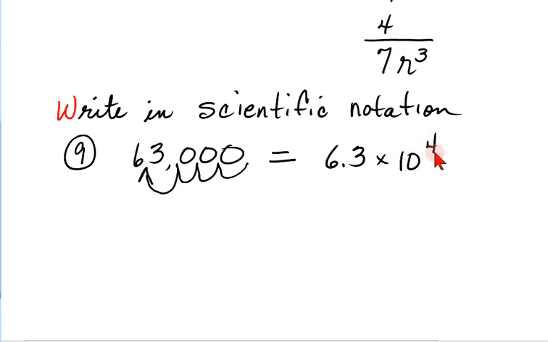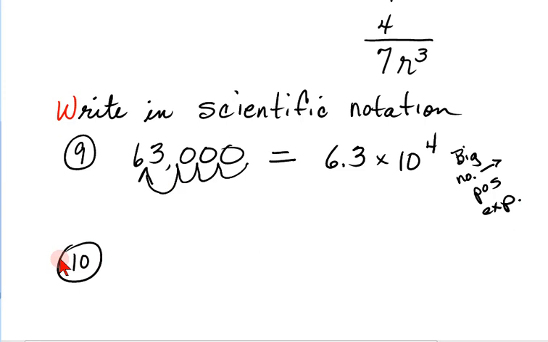Negative. Okay, what's the rule? It's a positive because it's a big old number. Okay, so big number, positive exponent. If this had been 0.0059, then the exponent would have been negative because it would have been a tiny little decimal.